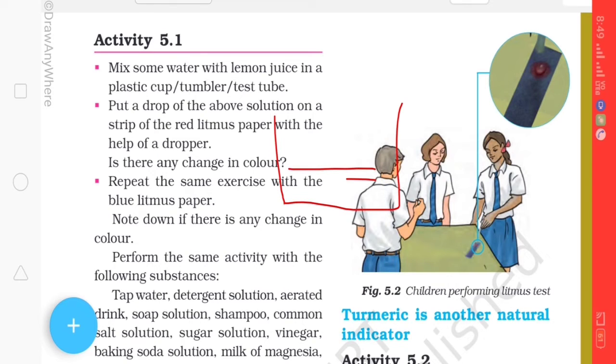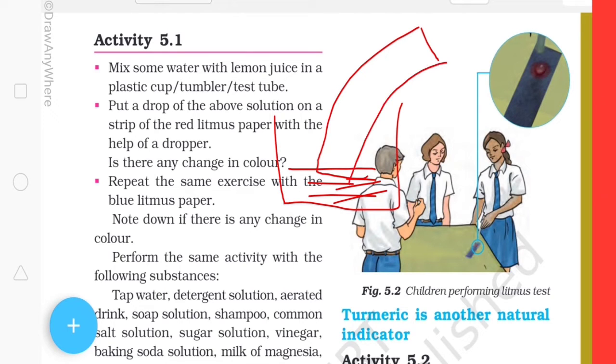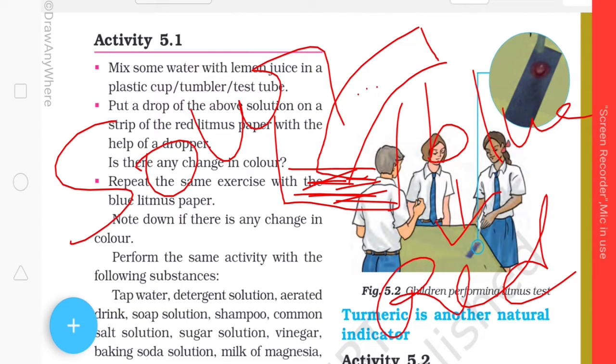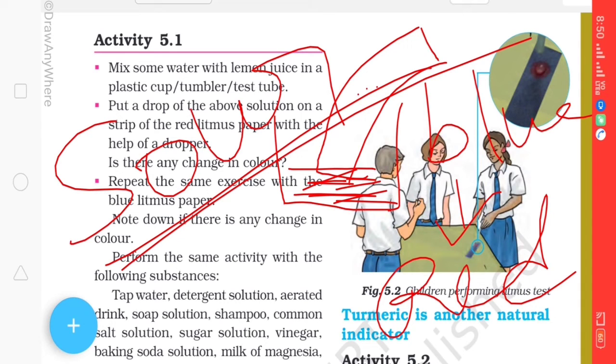But in the second case, we will use the blue litmus paper. Suppose this is the lemon juice, and now we are dipping the blue litmus paper in it. We will see that this blue litmus paper will turn red. Why is this blue litmus paper turning red? The reason is that it is lemon juice, and we all know that lemon tastes sour. If it is sour in taste, we can say that the nature of the solution is acidic.